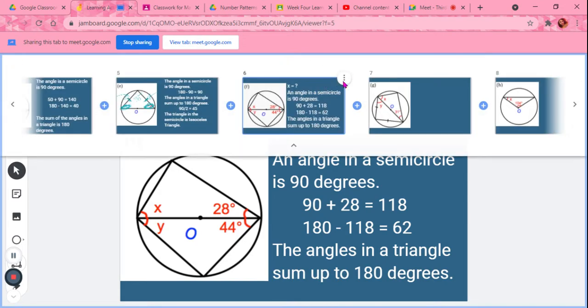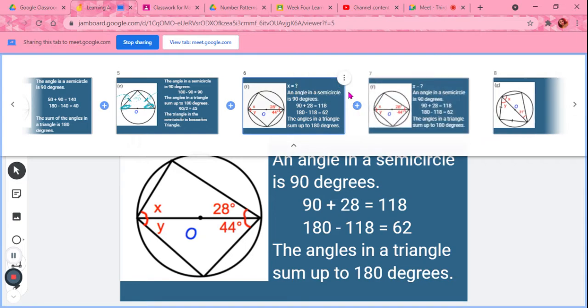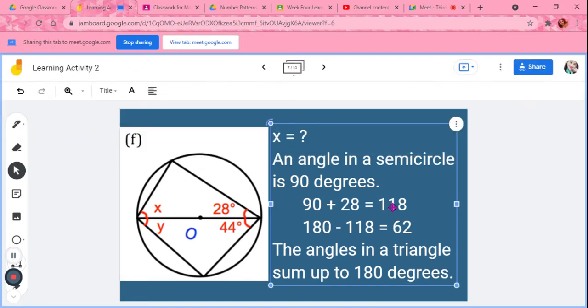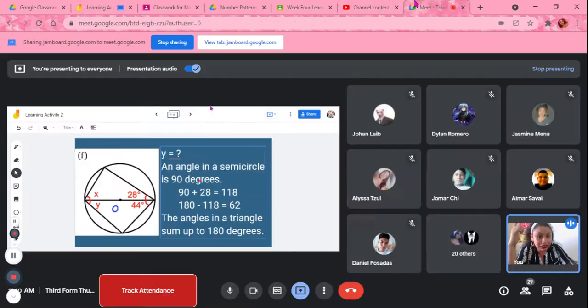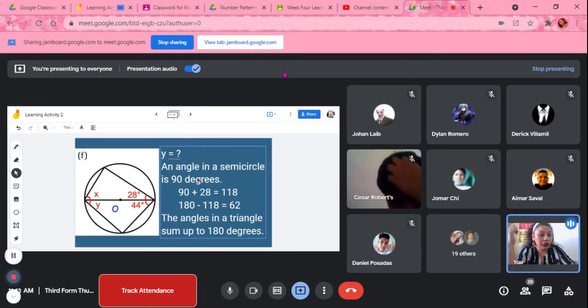Now we want to solve for y, and I'm just going to follow the same procedure because it is basically the same thing, all right?